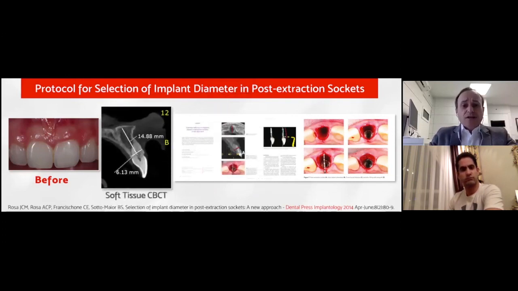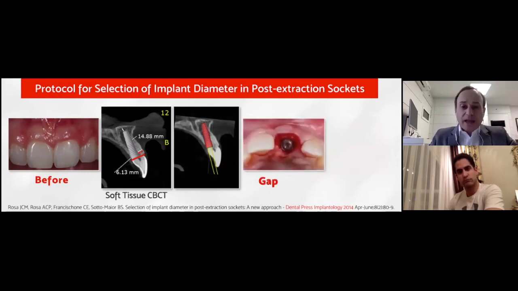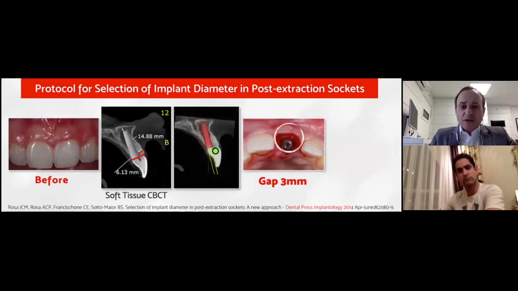As you can see here, the soft tissue CBCT scan, we can measure the inner part of the soft tissue from the buccal to the palatal aspect. And the implant has to be inserted always in the palate wall anchorage, expecting a gap at the buccal aspect. This is a virtual planning, a prosthetically driven digital planning. And we can not only plan the implant, but also the gap to be left between the implant and the inner part of soft tissue prior to the surgery.